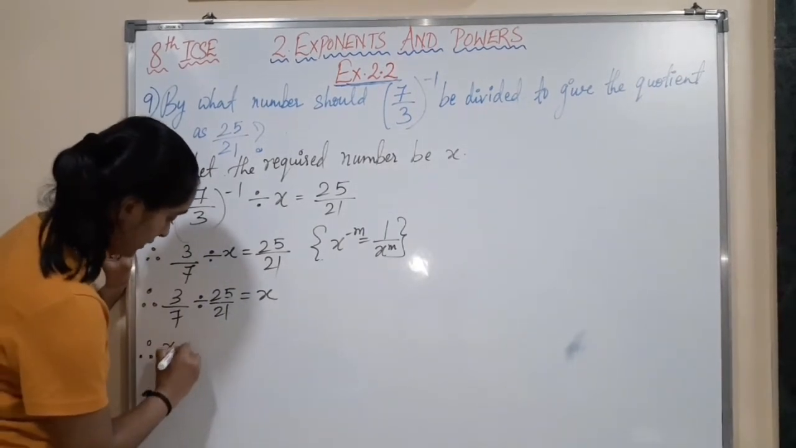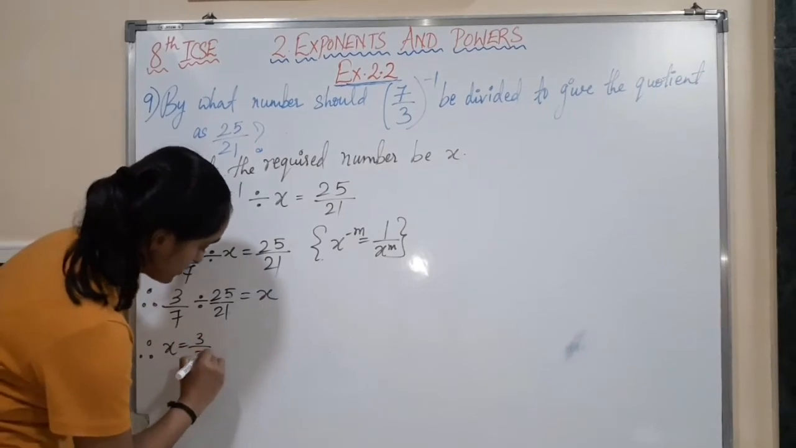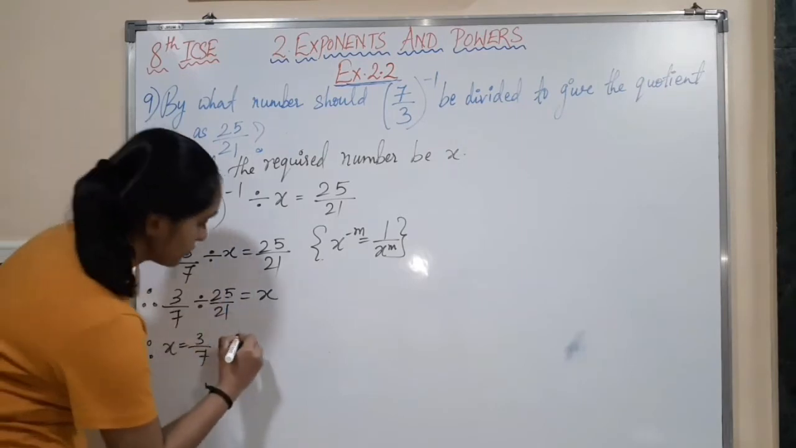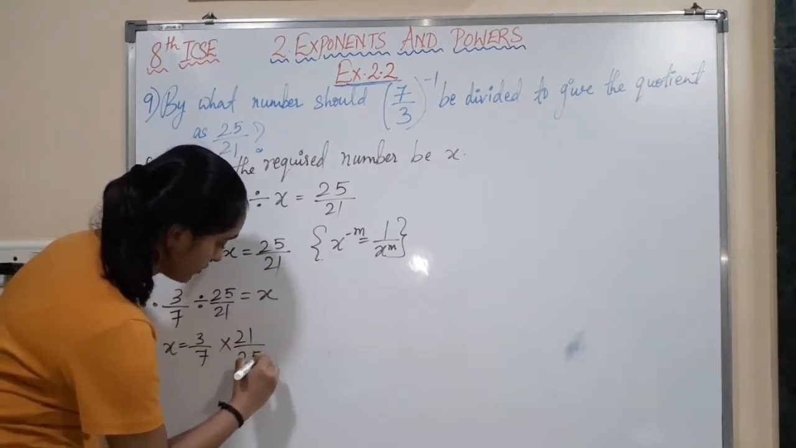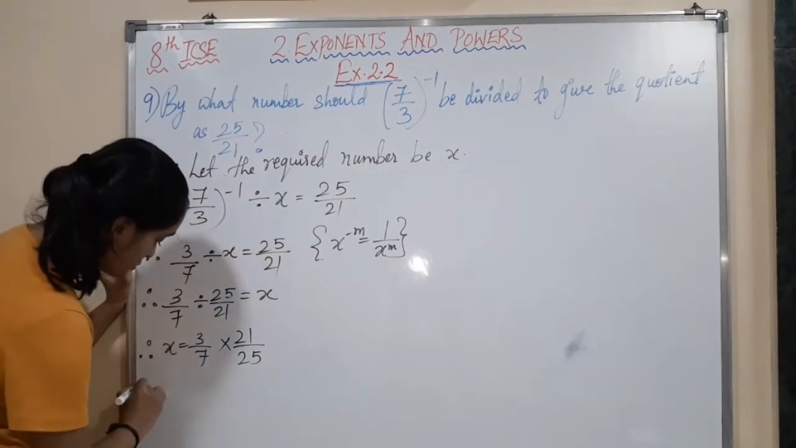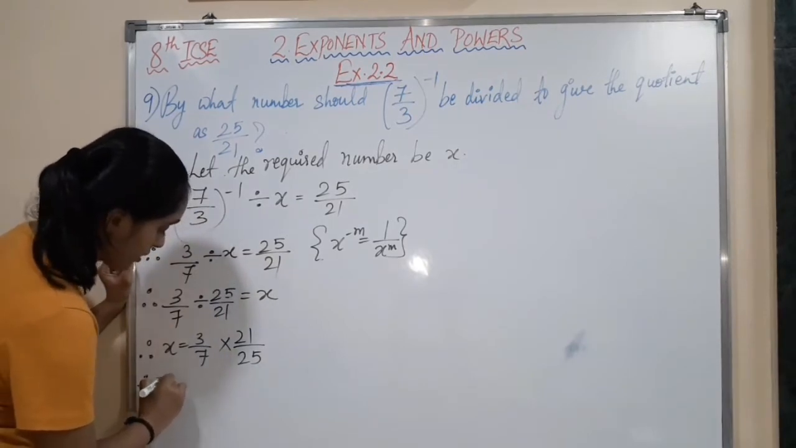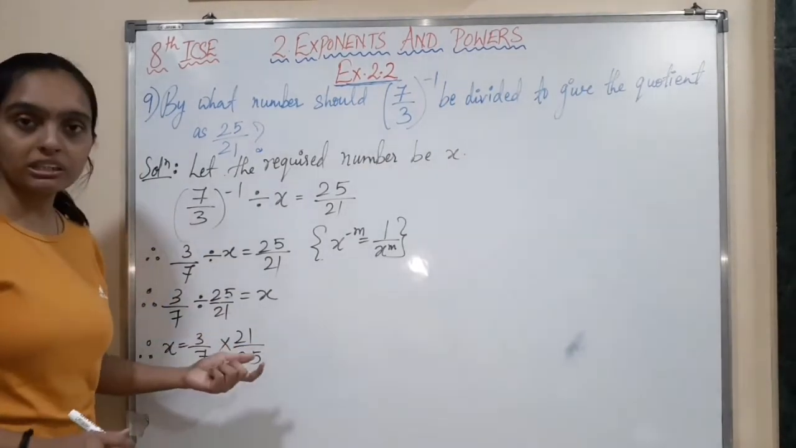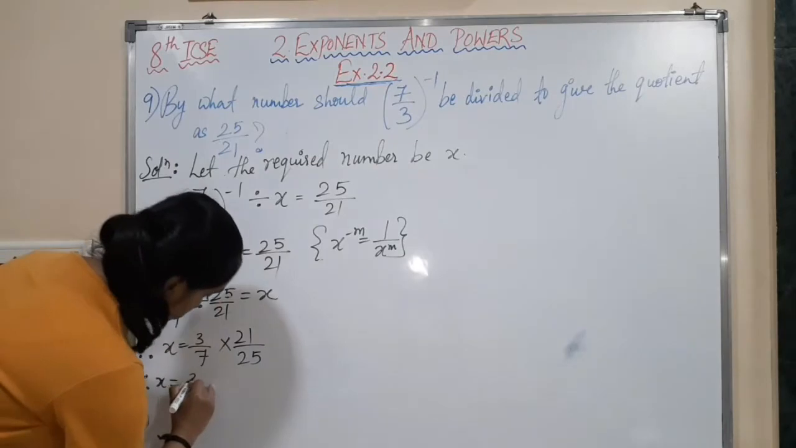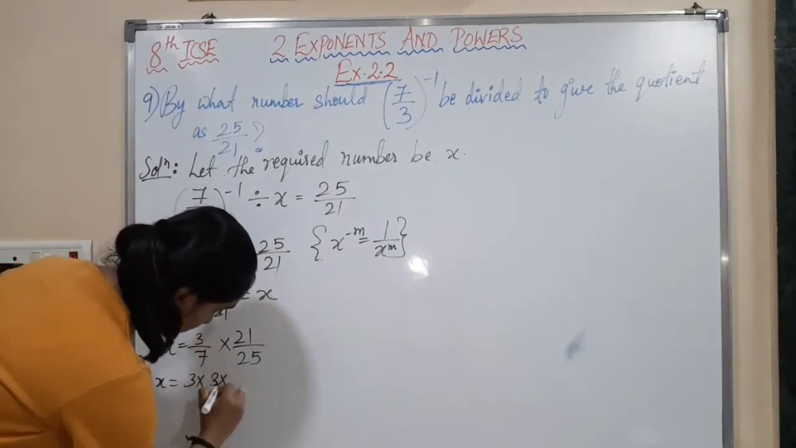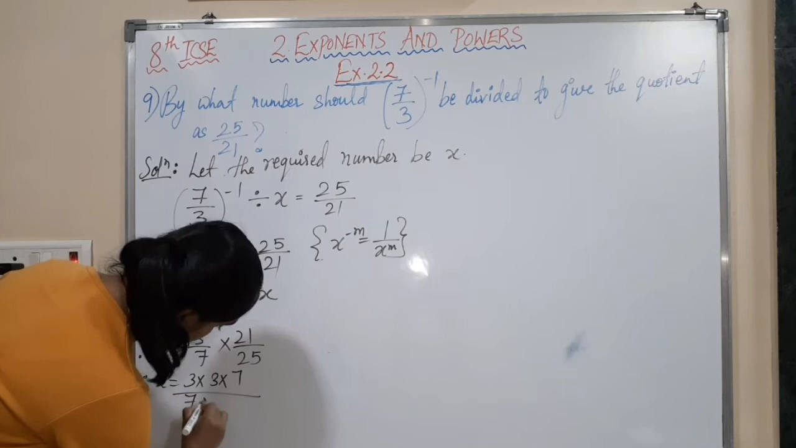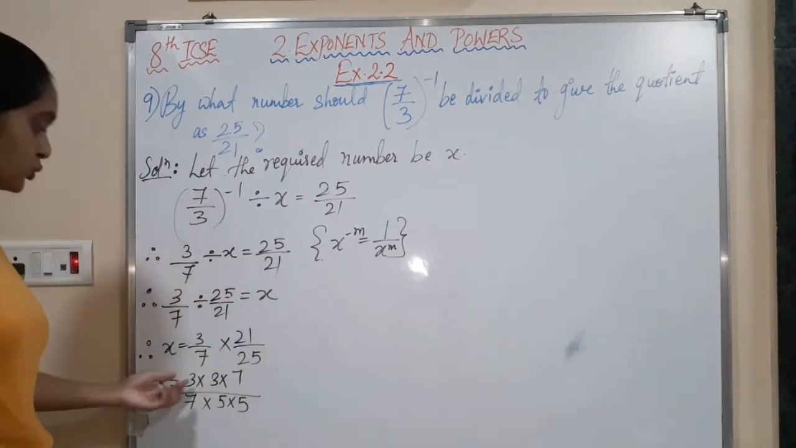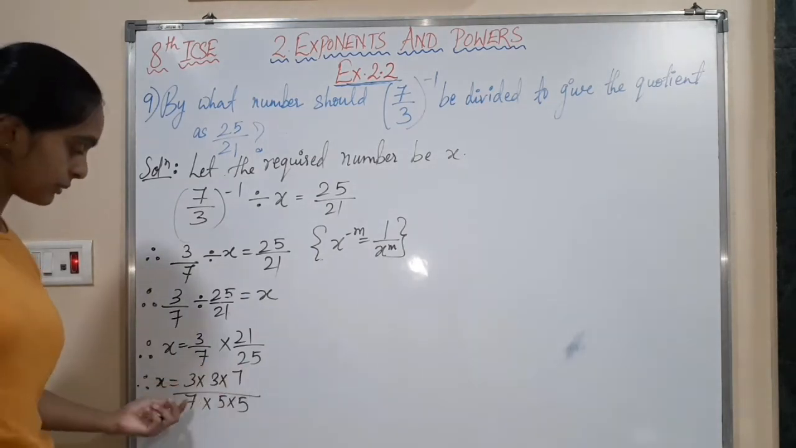Therefore you will get x equals 3 upon 7. Division will be replaced by multiplication and we will get 21 upon 25. As this lesson is about exponents and powers, first we will split this. 21 can be written as 3 multiplied by 7, so 3 multiplied by 3 multiplied by 7 upon 7 multiplied by 5. 25 can be written as 5 multiplied by 5. So here 3 multiplied by 3 is there and 7 multiplied by 7 is there.